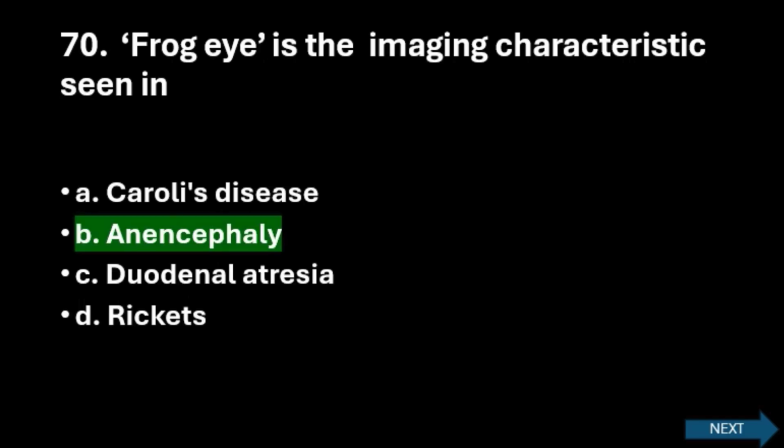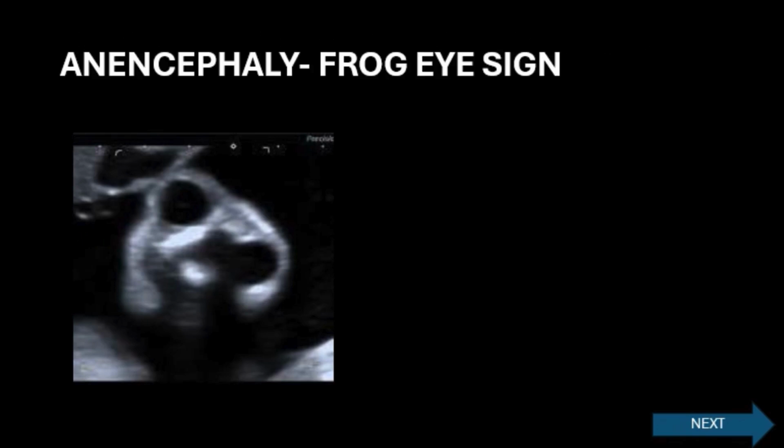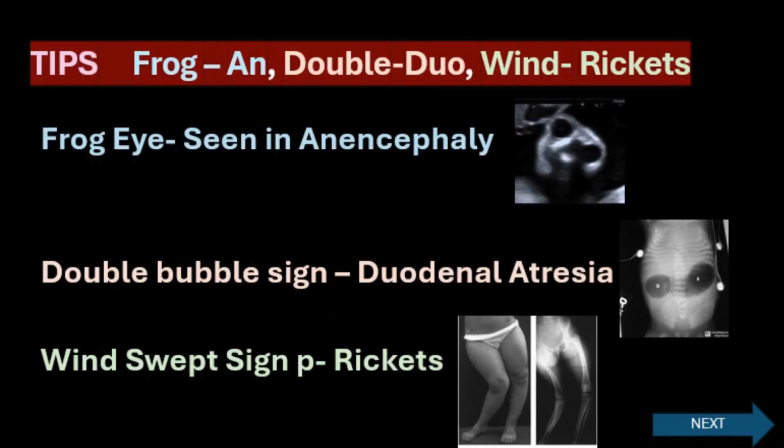Let us see the anencephaly frog eye sign in the ultrasound image given here. This is the frog eye. So remember the memory tip: frog, double dio, win rickets. Frog eye is seen in anencephaly. You can see the image here. Double bubble sign we have already seen. It is seen in duodenal atresia, that is double dio. You can see the image here. Wimberger sign is seen in rickets, that is win rickets.